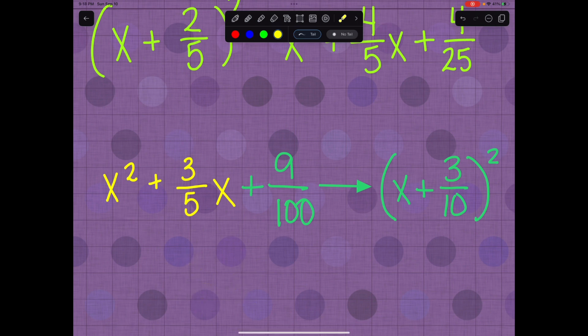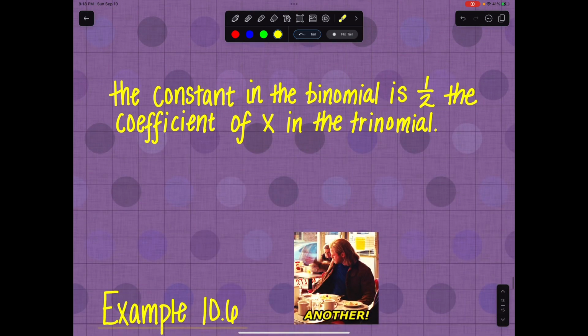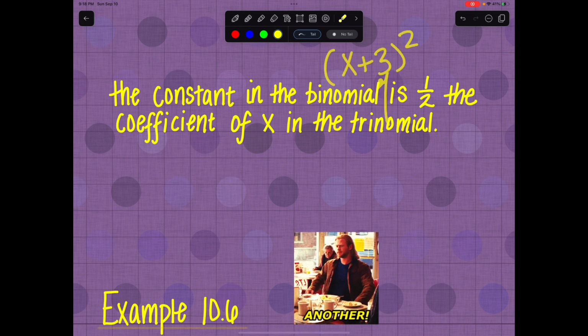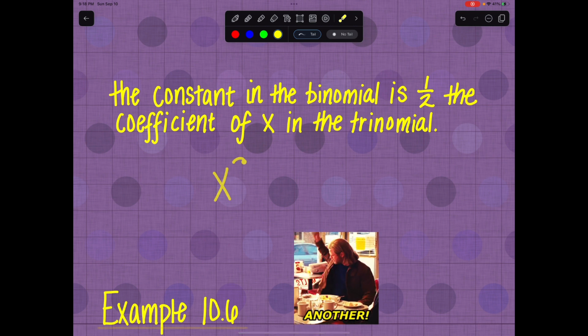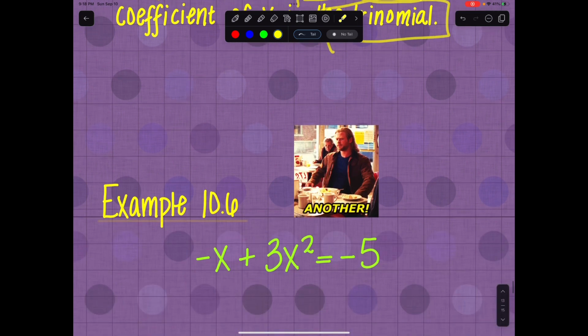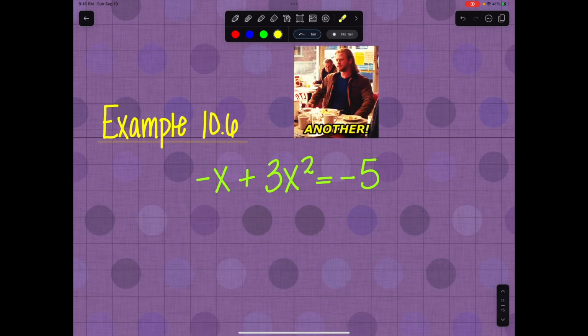All right, now how would we use this in a problem? Because I'm just like adding weird things to equations, right? We're going to remember that the constant in the binomial, that means the x plus 3 quantity squared or whatever, this constant, that 3, is going to be half of the coefficient of x in the trinomial. The trinomial is the equation with 3 terms, x squared plus something x plus something, whatever. Okay, let's remember that to try and solve this.